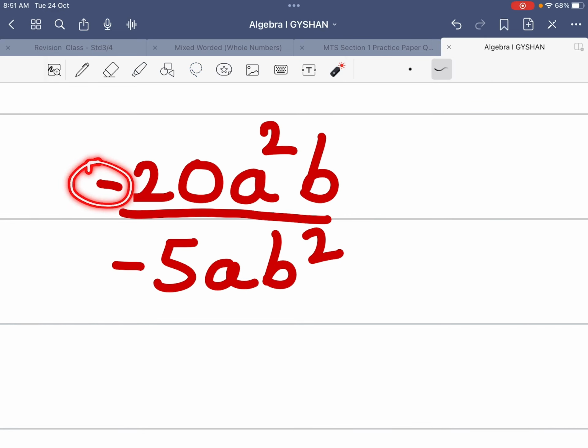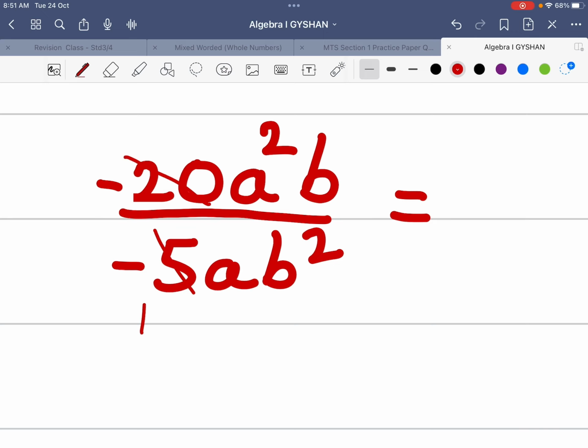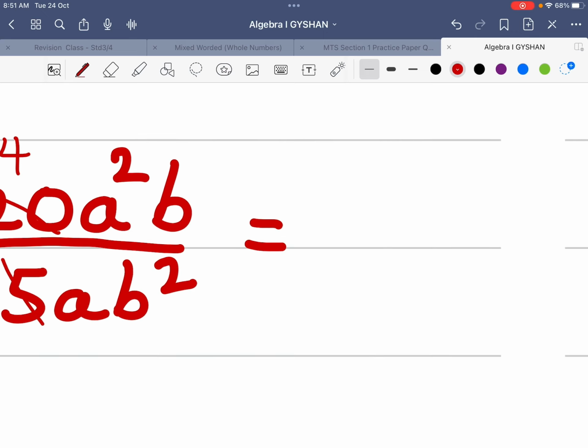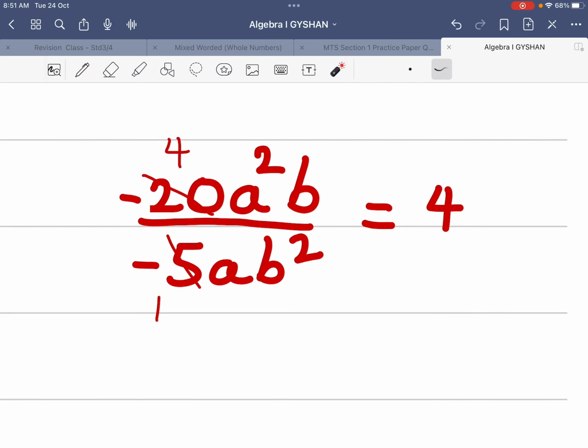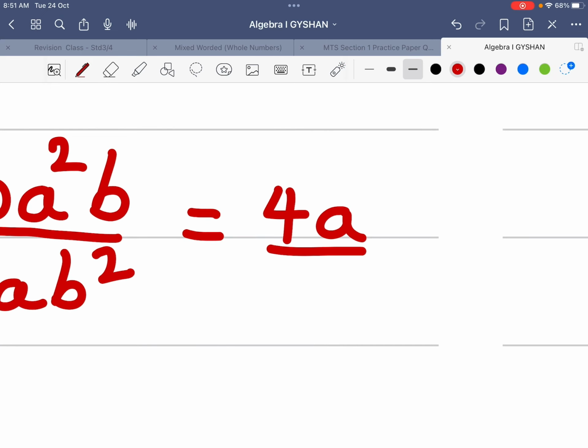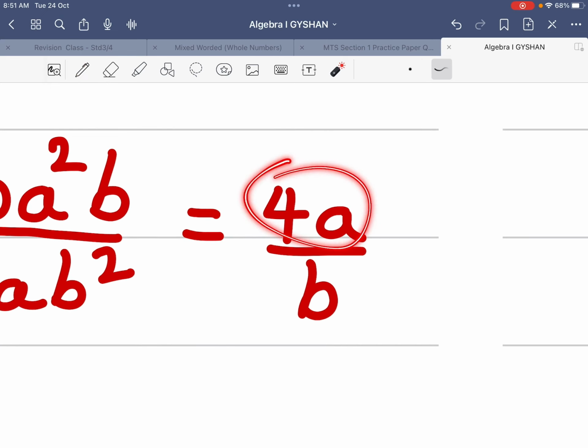So a negative divided by a negative will give you a positive. 5 into 5 is 1. 5 into 20 is 4. So that's positive 4. One of the a's will cancel with one of the a's on top, leaving you with a. And one of the b's on top will cancel with one of the b's below, leaving you with b below. So the answer is 4a over b.